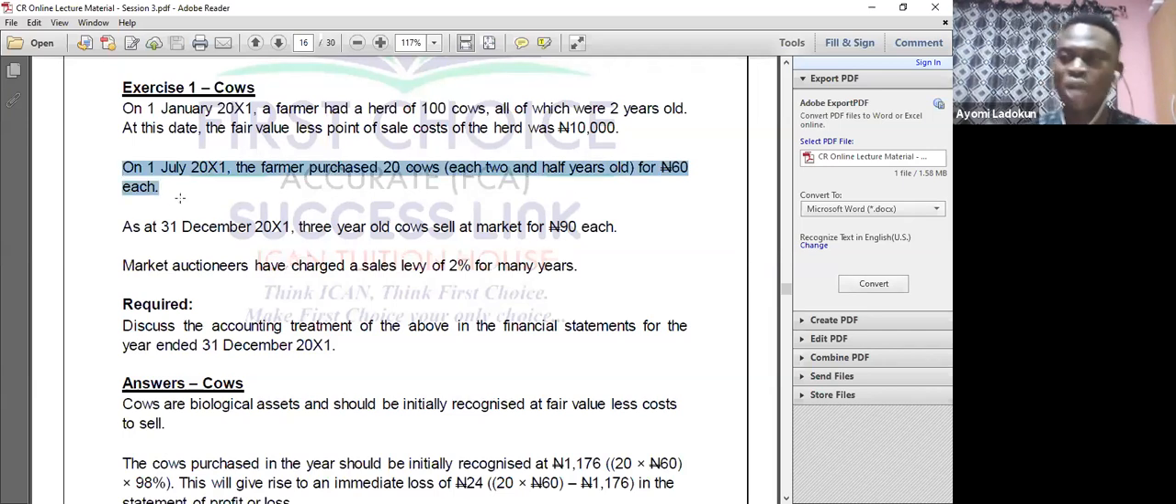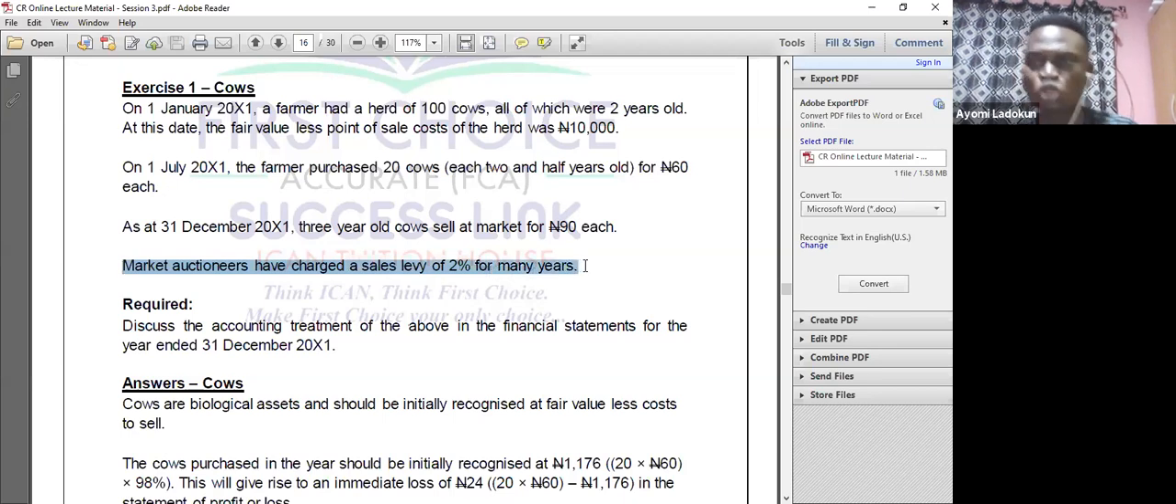Okay, now I will calculate cost to sell. So how will I calculate cost to sell? I will ask the question, where is my cost of disposal or cost to sell? The examiner says something here, that market auctioneers have charged a sales levy of 2%. So that is my cost to sell. Sometimes the examiner may not give you the absolute figure. Here they are giving us in relative terms, that's the 2%.